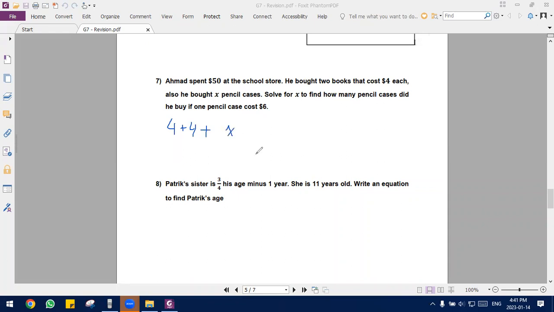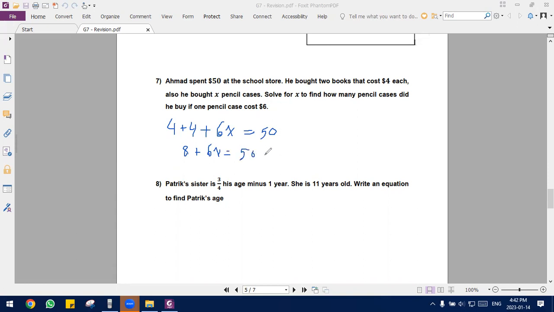They are asking me to find x, how many pencil cases he bought. But they said that the price of one pencil case is 6. So here, x is the number of pencil cases and the price of one of them is 6. So you should write it as 6x. It means one pencil case costs $6. Now I know that all of this equation is equal to 50, because he spent 50 at the store. Now we just simplify it. 4 and 4 give me 8 plus 6x equals 50.